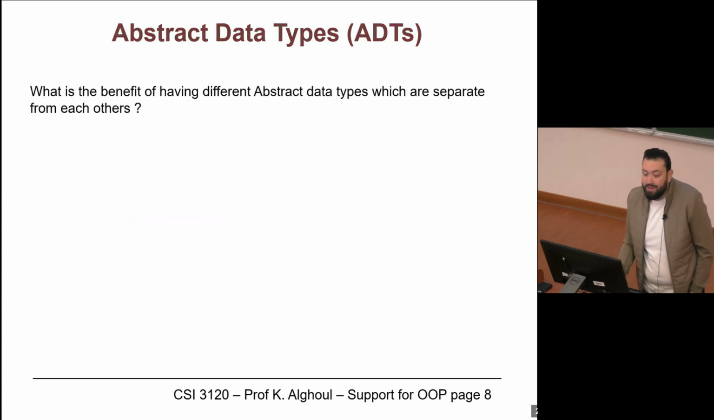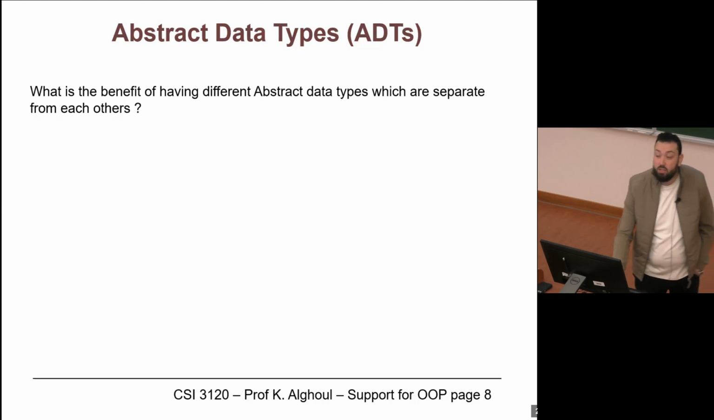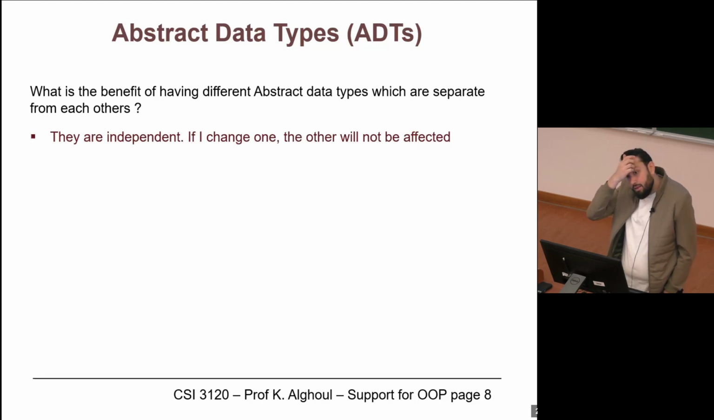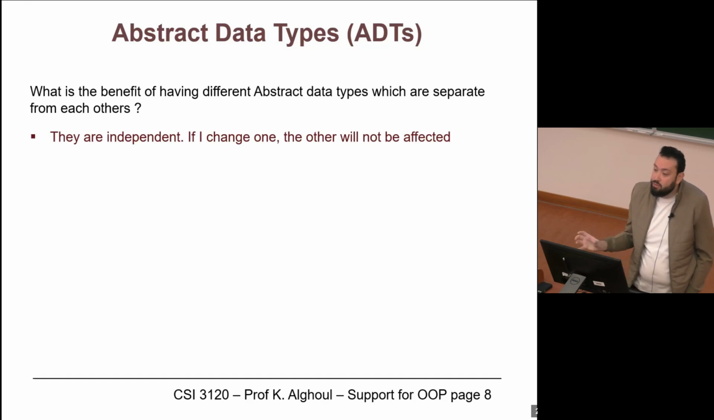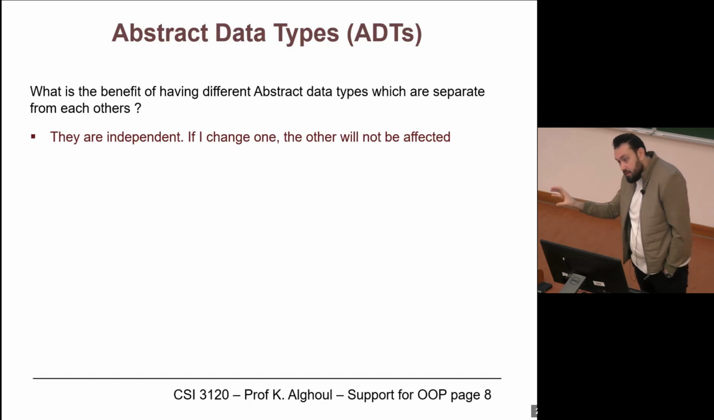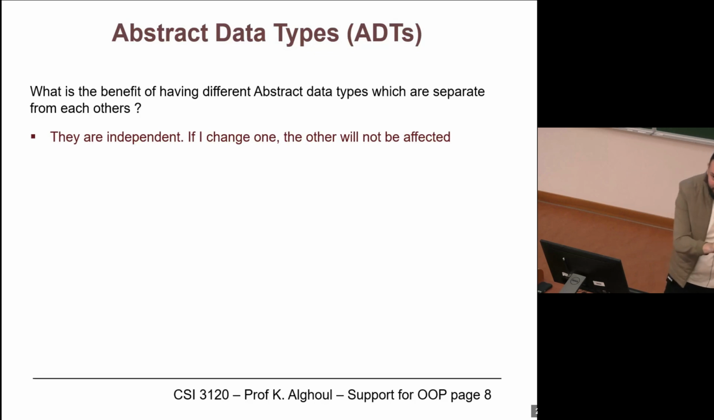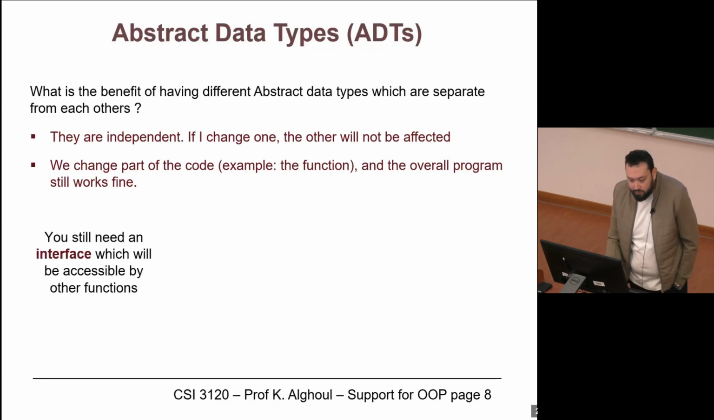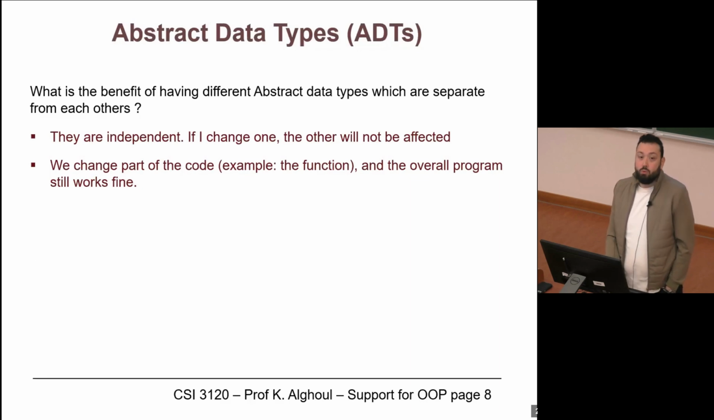Now, what is the benefit of having different abstract data types which are separate from each other? Usually, the most beneficial thing is that these things are independent. So if I change something, it's not going to affect the other one. Okay, so let's see an example. We change a part of the code, for example a function, and the overall program still works fine. But what do you need to interact with this?